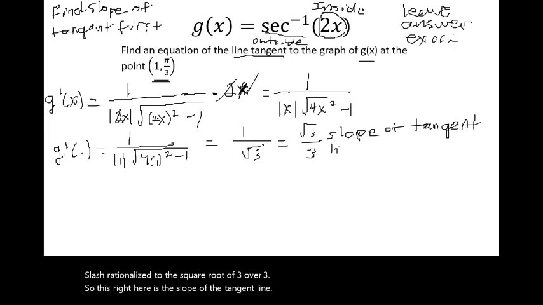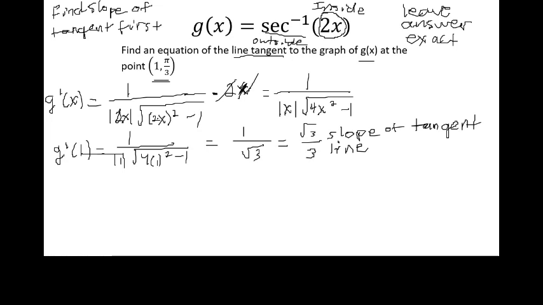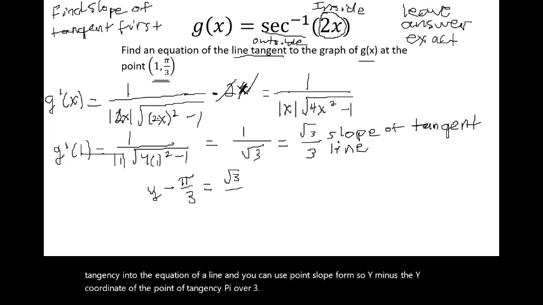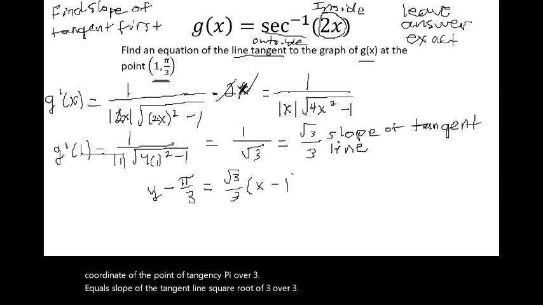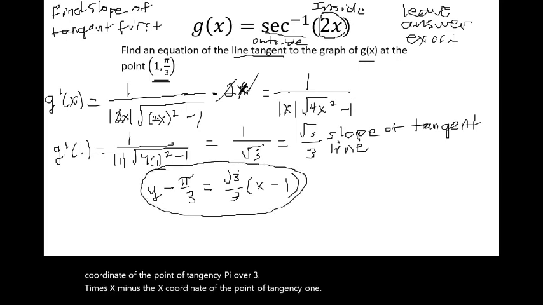To find the equation of the tangent line, you need to combine the slope and the point of tangency into the equation of a line, and you can use point-slope form. So y minus the y-coordinate of the point of tangency, pi over 3, equals slope of the tangent line, square root of 3 over 3, times x minus the x-coordinate of the point of tangency, 1. And if you have to write this in slope-intercept form, you just distribute square root of 3 over 3 and then add pi over 3 to both sides.